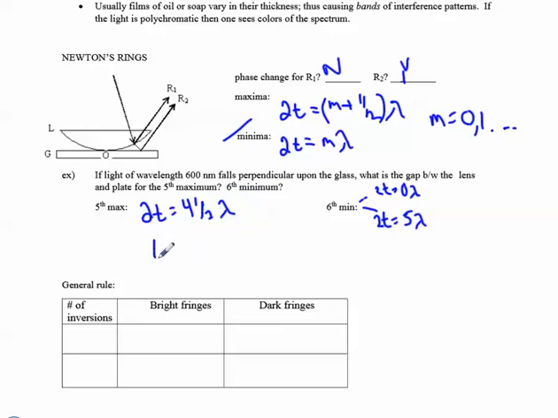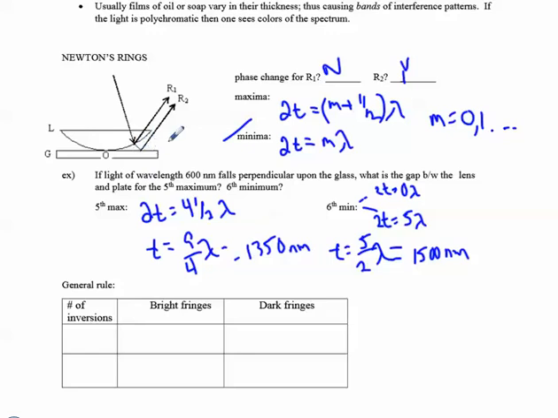We can see then that the thickness, or the air gap in this case, is going to be 9/4 the original lambda, and for the minimum it's going to be 5/2 the wavelength. Okay, so 5/2 the wavelength is going to be 1500 nanometers, and 9/4 is going to correspond to 1350 nanometers. Alright, so again, the air gap here is similar to the film that we talked about above. If you do this enough, you can start seeing a pattern emerge.